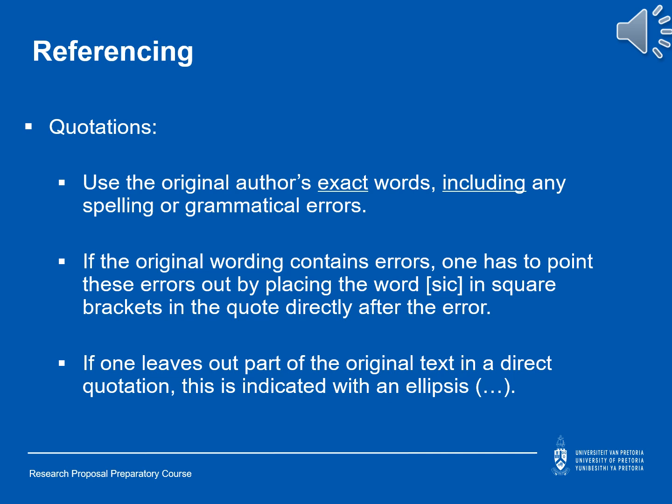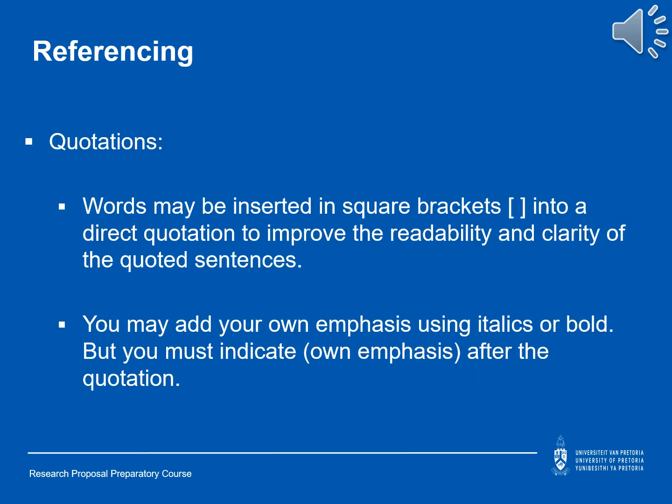If a quotation is too long, you can leave out part. Just indicate there is a part missing by using an ellipsis in brackets where you leave out text. To improve clarity, you can also add a few words in a direct quotation by putting it in square brackets. As seen in the second example previously, you can add your own emphasis to quotations, but you must indicate to the reader that it is your own.